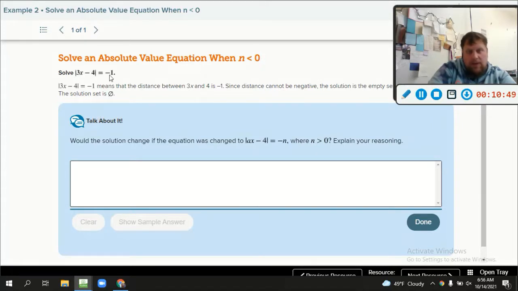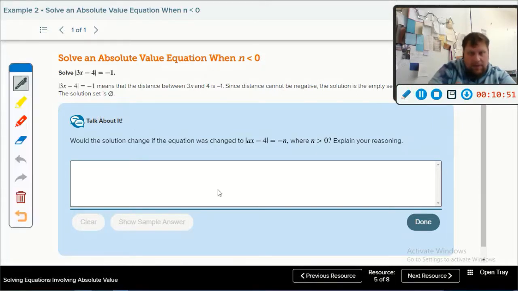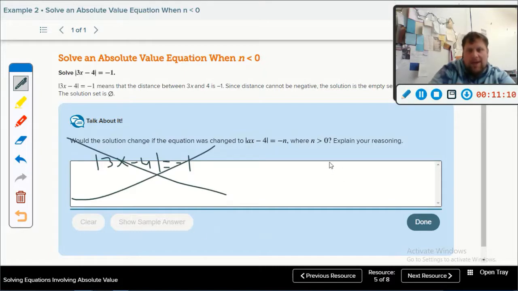The absolute value of 3x minus 4 equals negative 1. Let's talk about this. I said this earlier, but guys, no matter what I do, when I take an absolute value, it's always positive. It cannot be negative 1. That doesn't work. There is no answer. That's a no solution. What the absolute value is equal to has to be greater than or equal to 0, as long as it's just an absolute value on the other side.